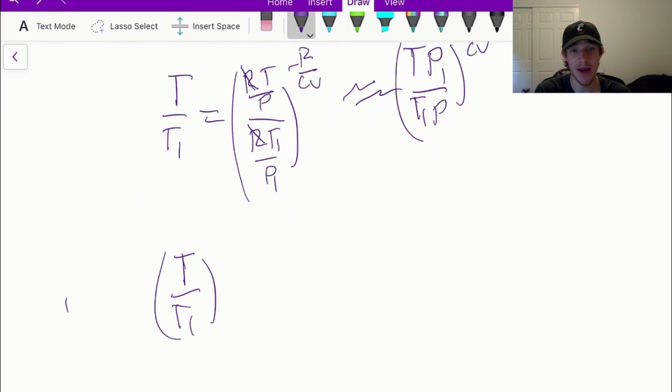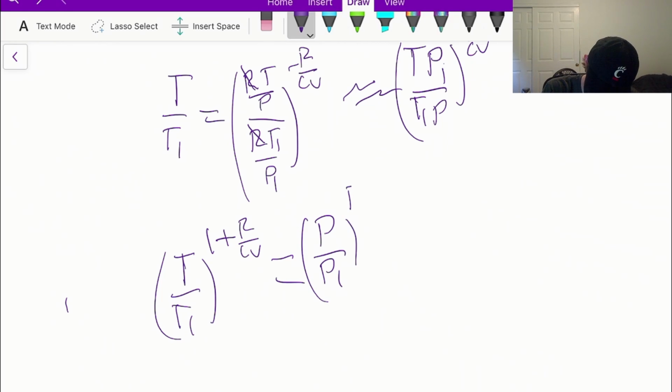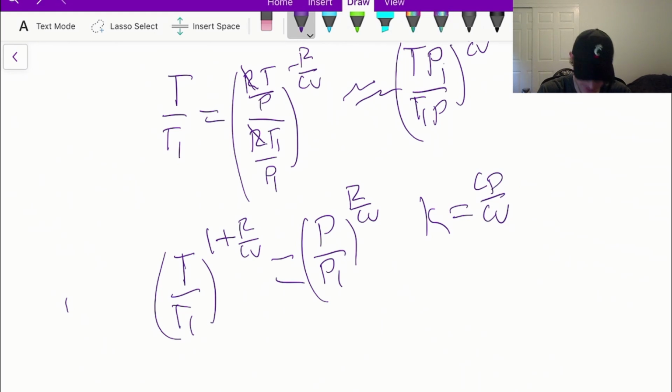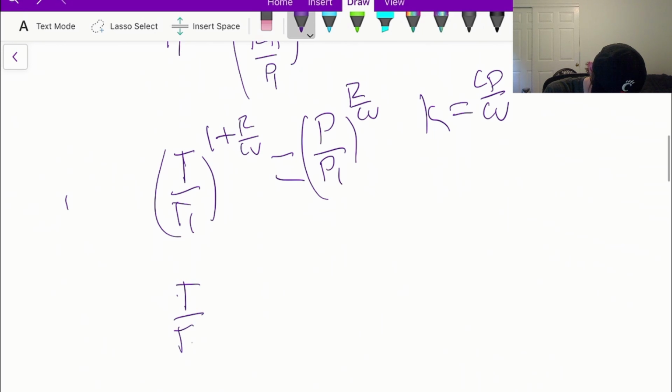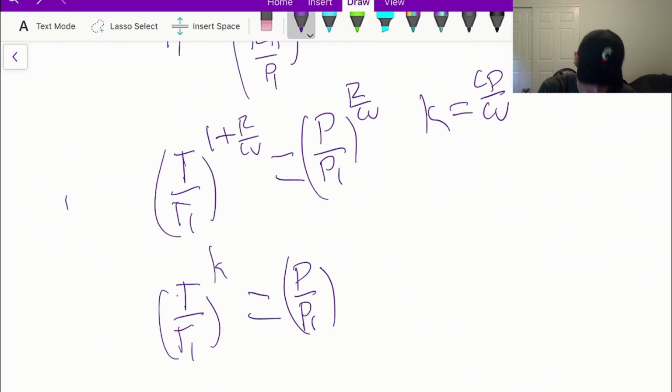This will give us T over T1 to the power of 1 plus R over Cv equals, we want the P to be on top of the P1 to get rid of that negative exponent. And going back to the K value right there, we're going to be plugging K in to both of these. T over T1 raised to the exponent of K equals P over P1 raised to the K minus 1.